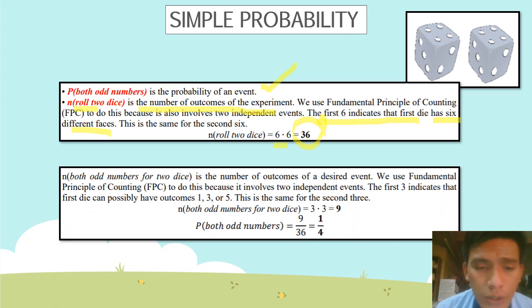For both odd numbers for two dice, this is the number of outcomes of the desired event. We use fundamental counting for this one, because it involves two independent events. The first three indicates that the first die can possibly have outcomes of 1, 3, or 5. This is the same for the second three. So three results for the first die and three results for the second die. 3 times 3 is equal to 9. So 9 over 36. We simplify 9 over 36, which is equal to 1 over 4.